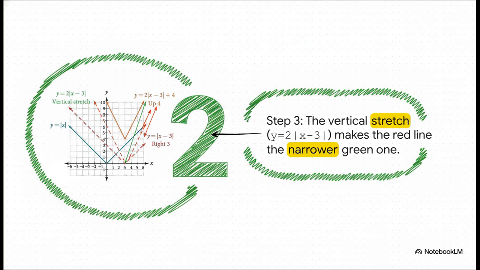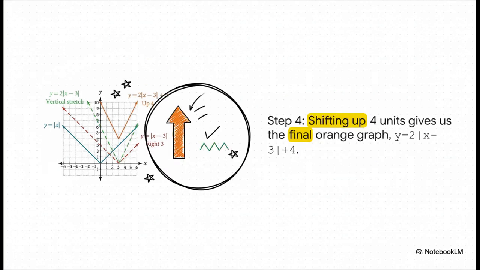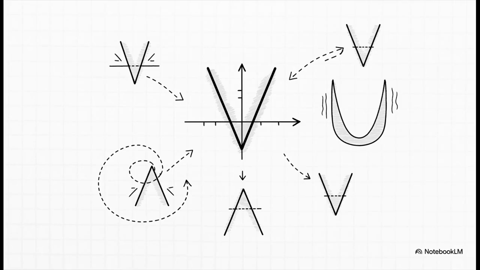We're almost home. And for our final move, we look at that number hanging out on the very end, the +4. This is a simple one, right? It just tells us to take that entire green graph and shift it straight up by 4 units. And that gives us our final destination, the solid orange line. We did it. We built the whole thing from scratch. And that's really the big takeaway here. It doesn't matter how complex or scary an absolute value function might look. Underneath it all, it's just our simple friend, y equals |x|, that's been moved around and stretched a bit. If you can spot those transformations, you can graph absolutely anything.